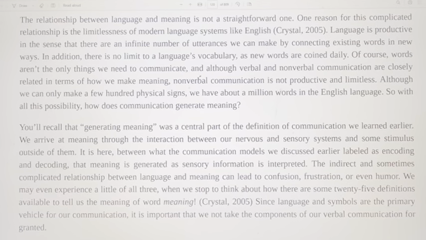Before I start, I should probably note that I'm a licensed mental health professional, and I've worked in this field for decades, and I've also trained as a speech-language therapist, so I have quite a lot of background knowledge about these topics, and I may jump in at certain times, but I'll try to stick to the text as closely as possible. The relationship between language and meaning is not a straightforward one.